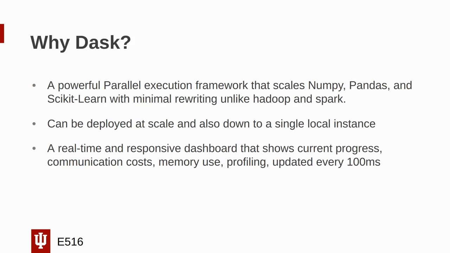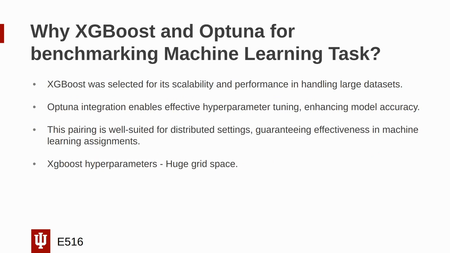Why Dask? It is a versatile parallel computing framework that seamlessly scales Python data analysis tools while offering real-time monitoring. Here we choose XGBoost for scalability and Optuna for integration for accurate hyperparameter tuning, which is ideal for distributed ML tasks with a vast hyperparameter grid.